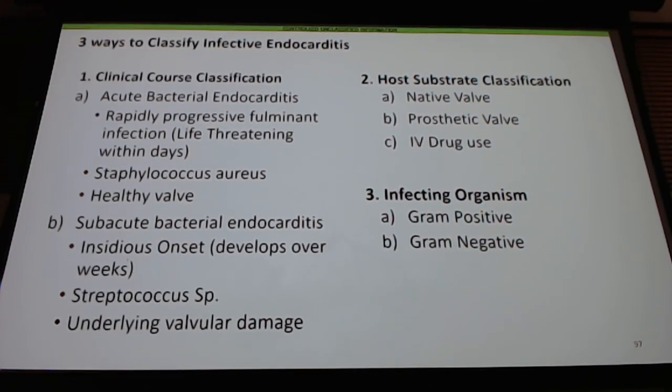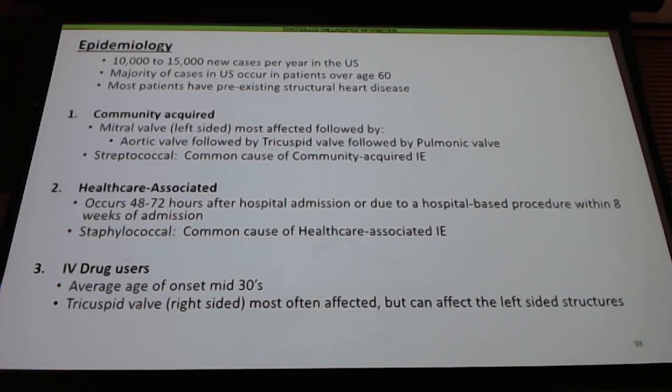And there's a couple of ways to describe an infective endocarditis, to include what kind of bacteria it is, what the clinical course was, whether it was rapid, subacute or not. So those are the different ways that we can describe this based on what we're seeing.